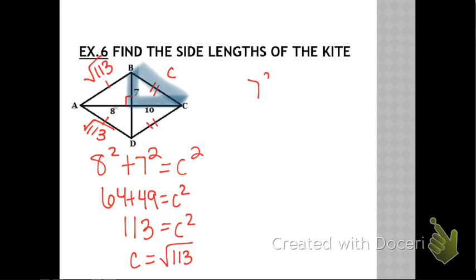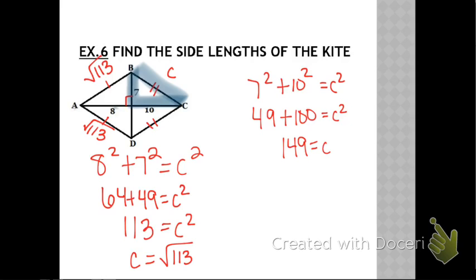So this time we have 7 squared plus 10 squared equals C squared. 49 plus 100 equals C squared. 149 equals C squared. So this time C is the square root of 149. Again, you could get a decimal approximation, but that's not really necessary. BC is the square root of 149, which means DC has to be the same thing.